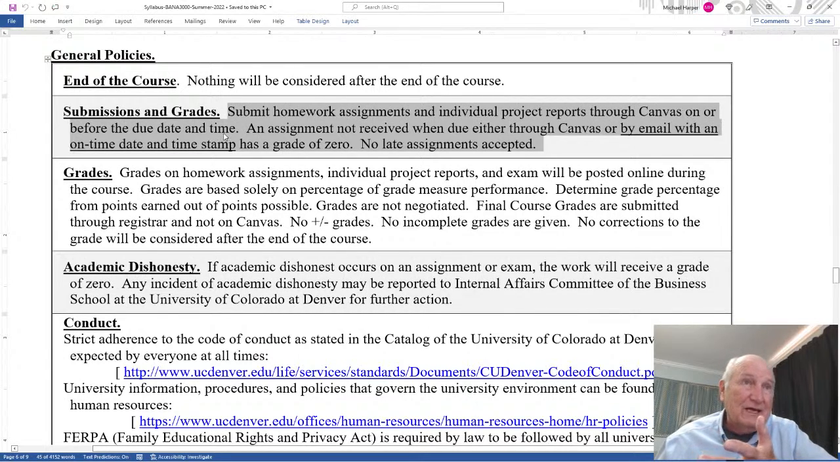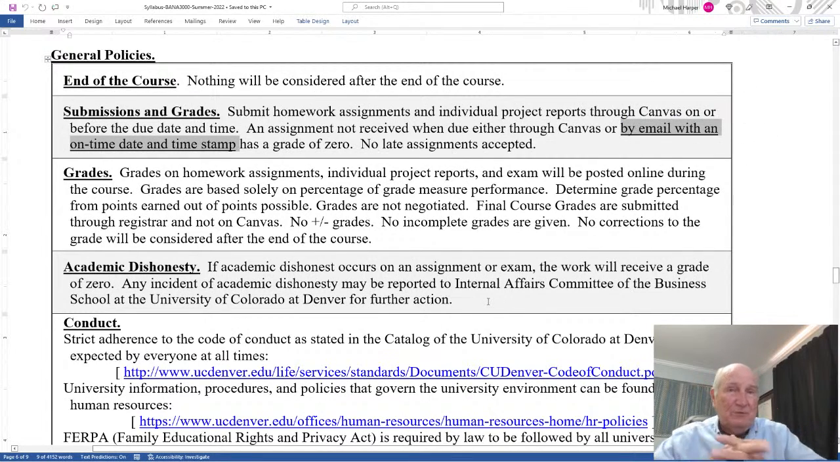Okay, and also take the exams also. But an assignment not received when due, either through Canvas or by email with an on-time date and timestamp, has a grade of 0. No late assignments accepted. In other words, the reason I say this by email with an on-time date and stamp, and remember email is unreliable, which I said before, but sometimes Canvas, you have it ready to submit, Canvas goes down. It says, I can't get through Canvas. Canvas, sometimes they have maintenance, sometimes it goes down.